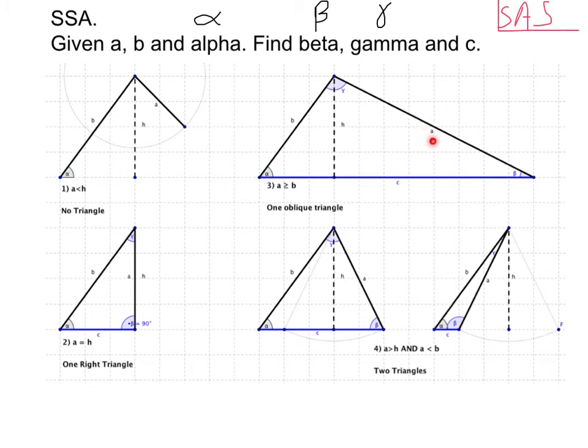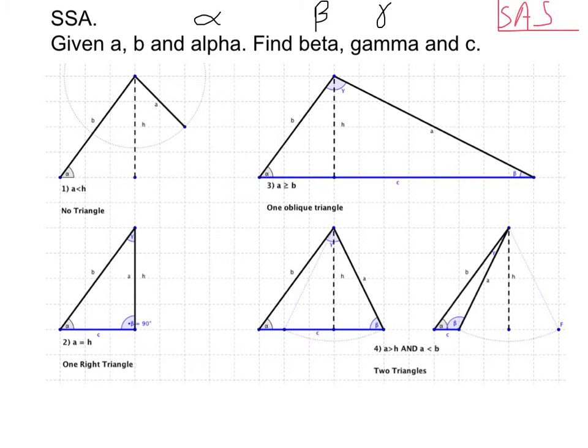If the one given side that's across from the given angle is bigger than the other given side, we only have one oblique triangle. And this is what you're probably used to seeing when you first learned law of sines. Often people first learn law of sines and just use it for this one special case when there's only one oblique triangle possible, and then afterwards we come up and talk about these other three options.